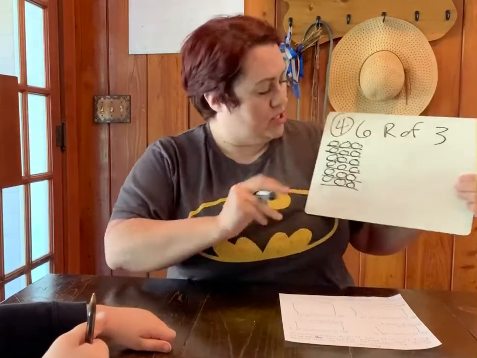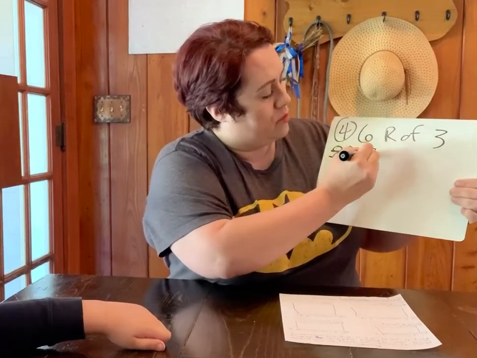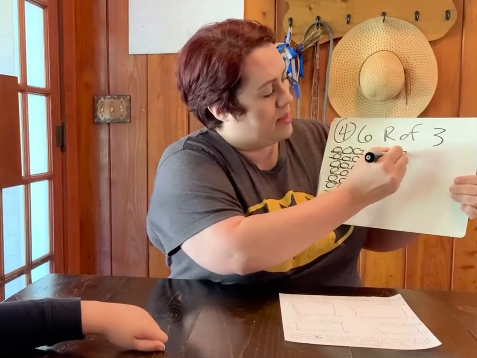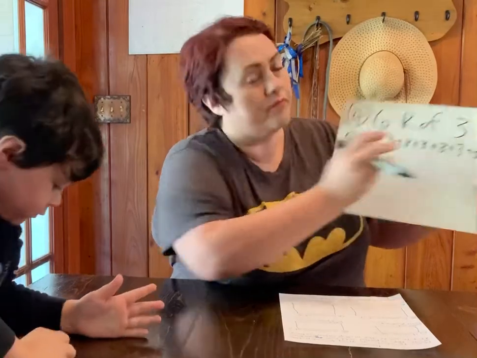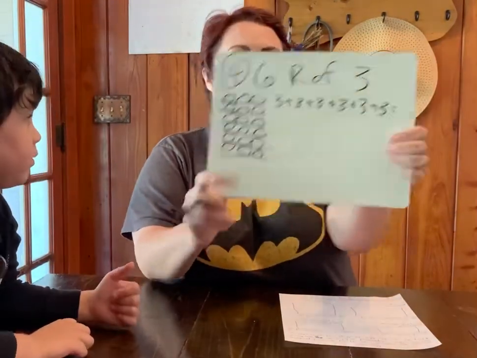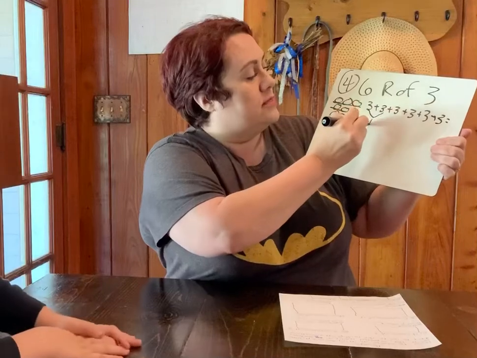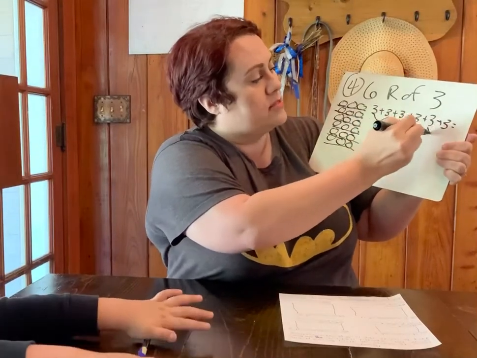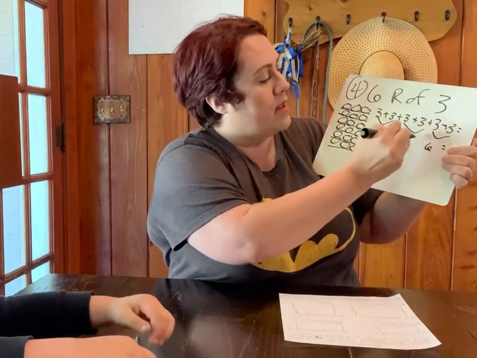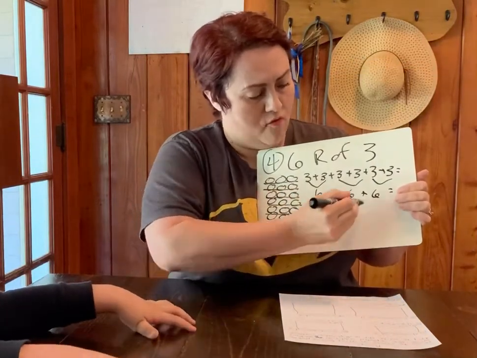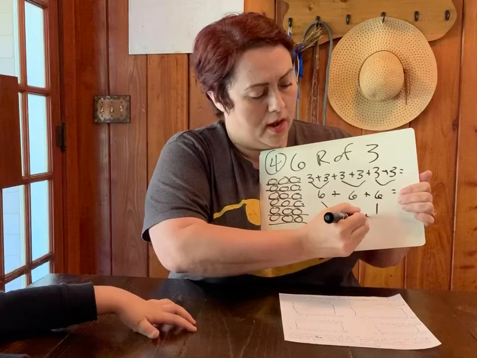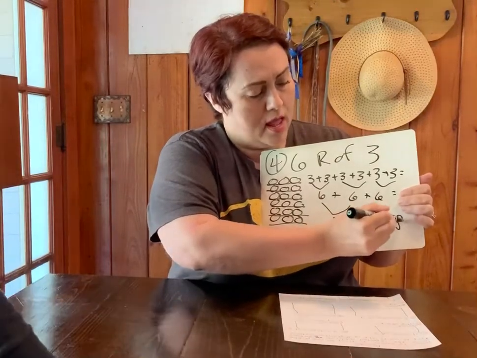So our repeated addition sentence is going to be what? 3 plus 3 plus 3 plus 3 plus 3 plus 3. 3 plus 3 is 6. 3 plus 3 is 6. 3 plus 3 is 6. So now we're going to add 6 plus 6 is 12. Plus 6 is 18.